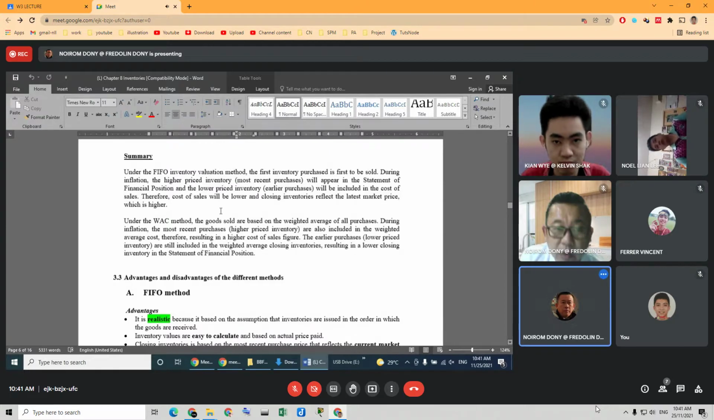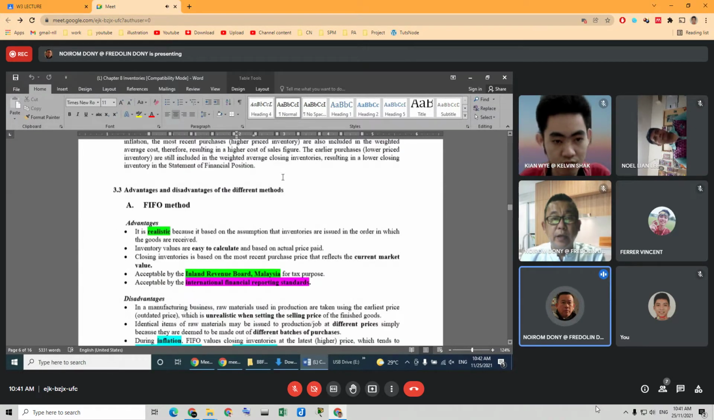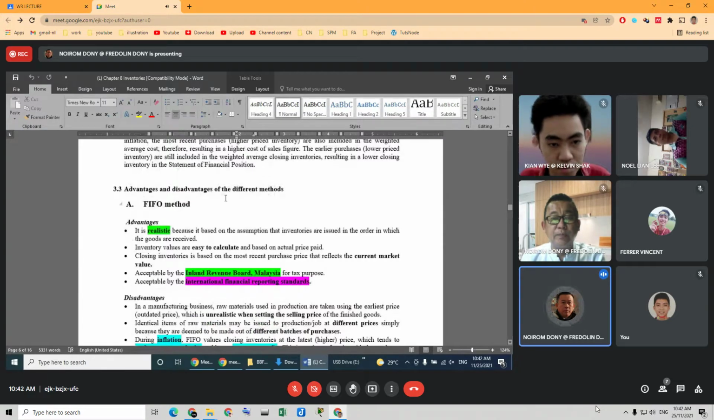So meaning in weighted average, they consider all the prices, either the higher prices or the lower prices, because we add the existing with the new purchases. Then we divide by the quantity, isn't it? So that explained, we have a few advantages and disadvantages of different methods.